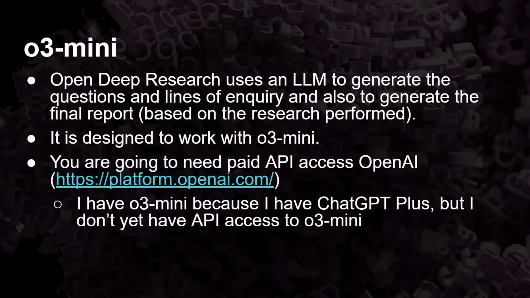Now, I have O3 Mini via ChatGPT Plus. I do have that, but I don't yet have it for the API. This is still rolling out. So at the time I made this video, I don't have API access to O3 Mini, which was a bit of a disappointment for me. However, you can configure it in the configuration file. There is a place where you can put in the model that you want to use. And I used GPT-4o Mini. It's also the cheapest and the fastest, and that seemed to work absolutely fine for me.